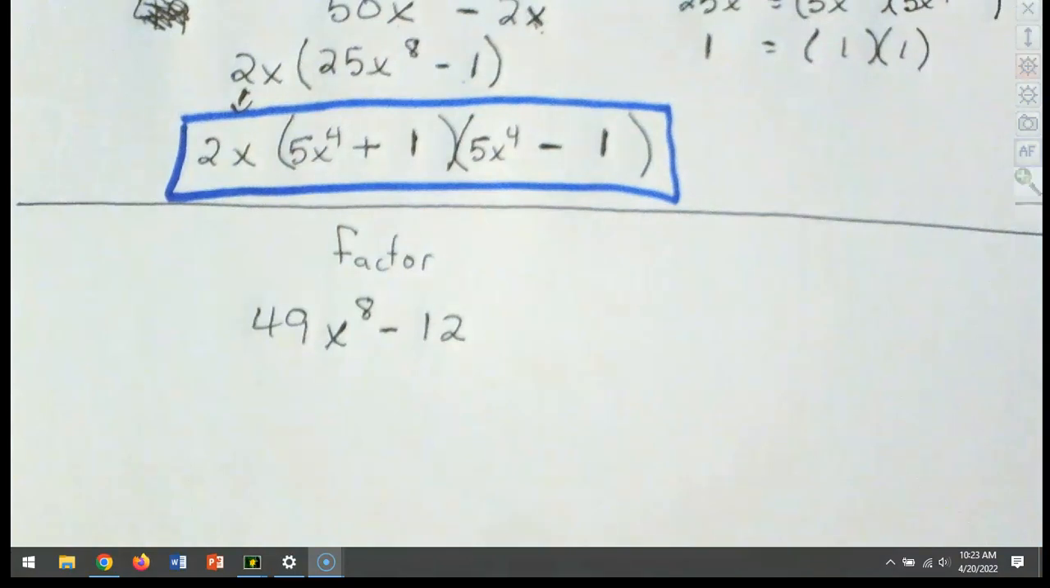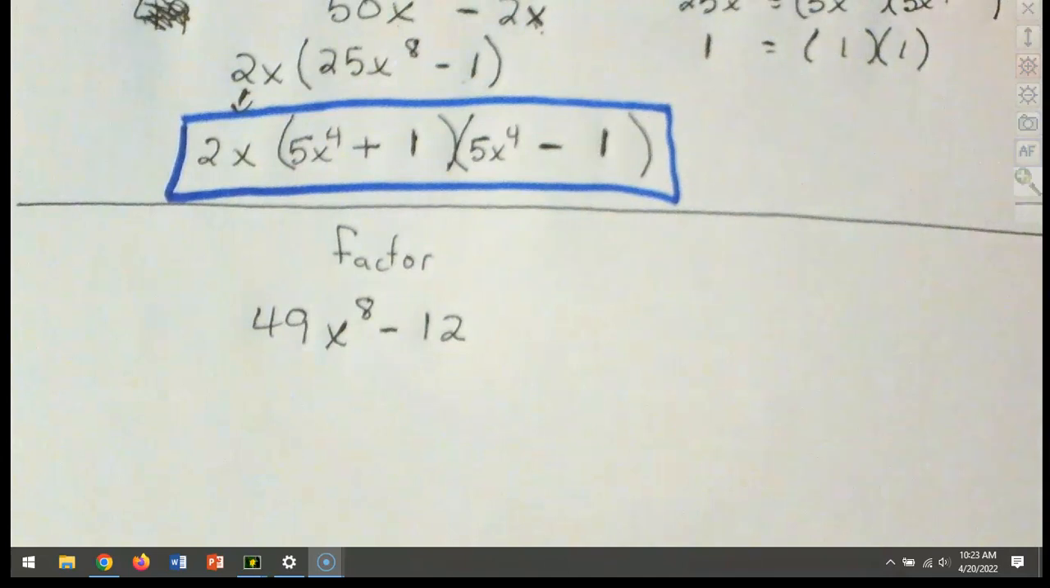If I give you this one, this is prime. Now, why is this one prime? Why is it not factorable at all? Why is it already factored for us? Well, 49 and 12, do they have anything in common? No. Okay. Now, 49 is a perfect square, but we have a problem because is 12 a perfect square? No, 12 is not a perfect square. So we can't do anything with it.